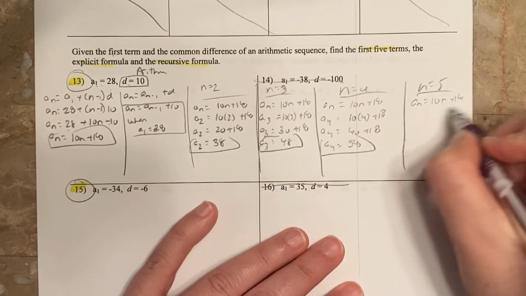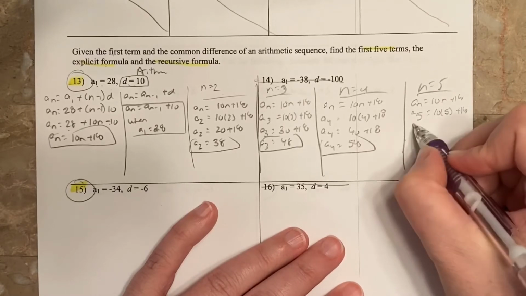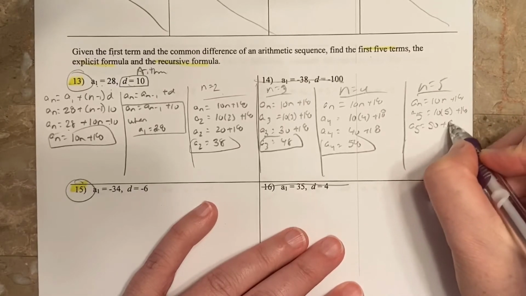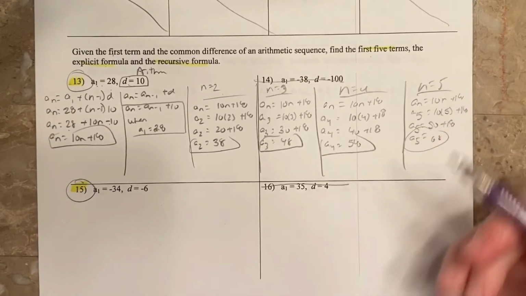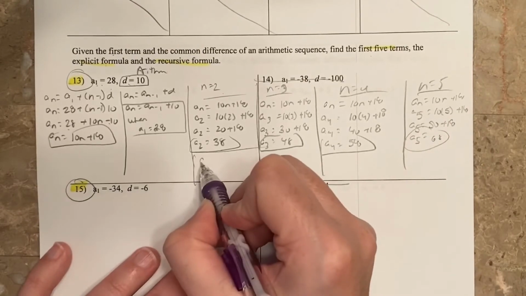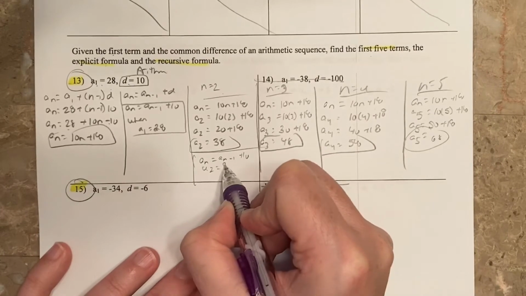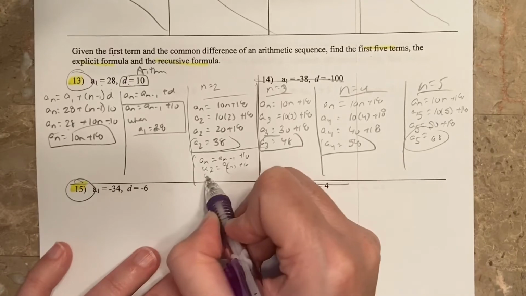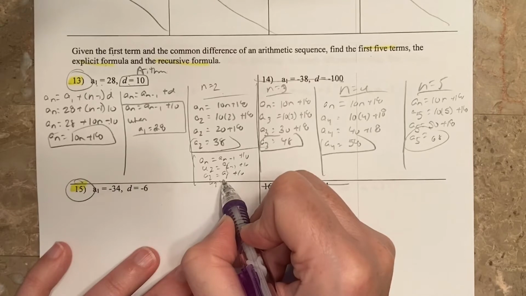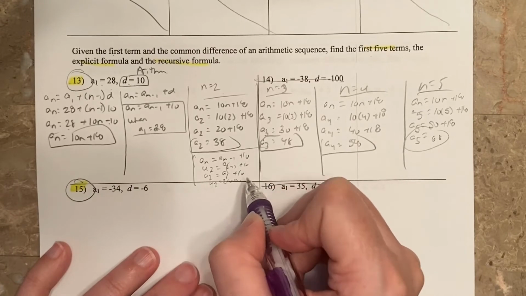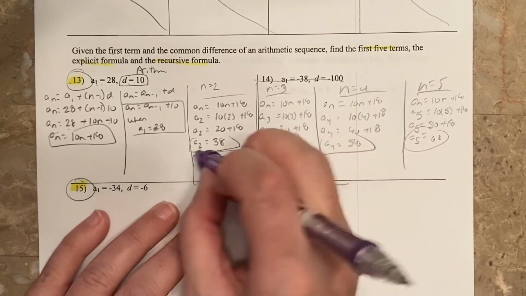And 10n plus 18, a sub 5, 10 times 5 plus 18, that's 50 plus 18, and that's going to give me 68. So again, you could have done, I'll just show you one of them, you could have done this one, a sub n minus 1 plus d, so a sub 2 would have been a sub 2 minus 1 plus 10, which is a sub 1 plus 10, which is 28 plus 10, which is 38. So actually, 1, 2, 3, 4, 5, 1. Oh, I actually picked the one that was less work.